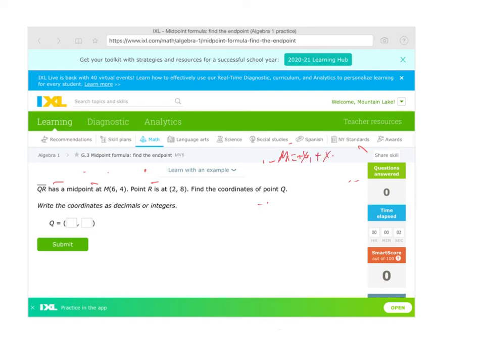So what do we have? x1 plus x2 divided by 2, and y1 plus y2 divided by 2, right? That's our formula. Sorry, this is the midpoint, so let's put that on this side, 6, 4. And we don't know the coordinates of Q, so we can call it anything, let's call it AB. Now they're saying that the midpoint of QR is M, which is 6, 4.